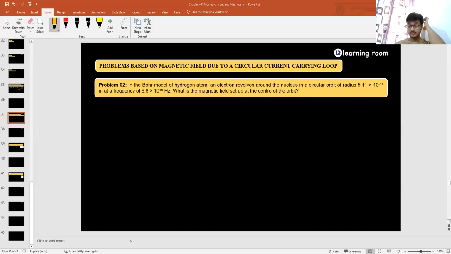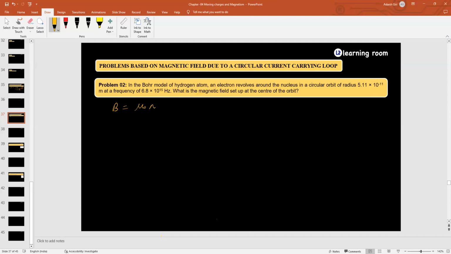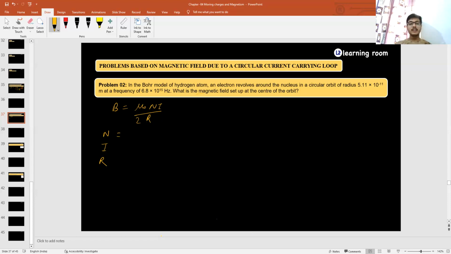Done? We're taking lots of time. Okay, now see. First of all, tell me what data is given. I have been asked to calculate the magnetic field. So for the magnetic field, what formula should you use? Mu naught I by 2R. Okay, same formula, mu naught N I by 2R. Now, what do you require? You require N, you require I, you require R.